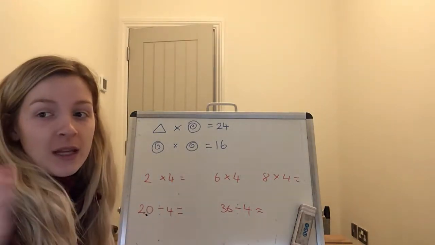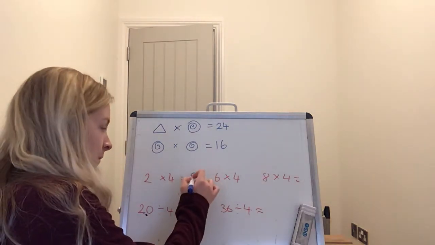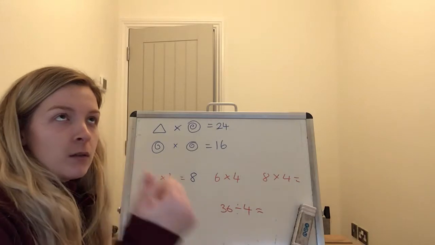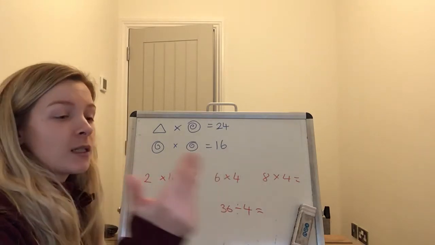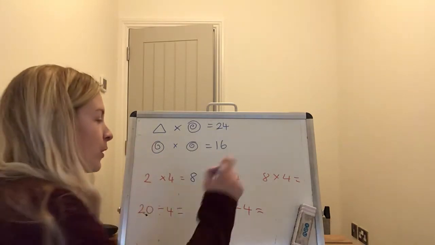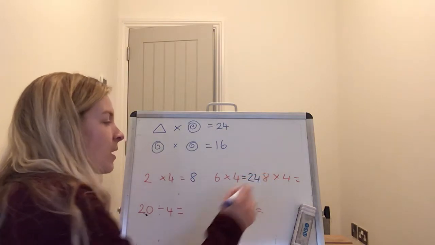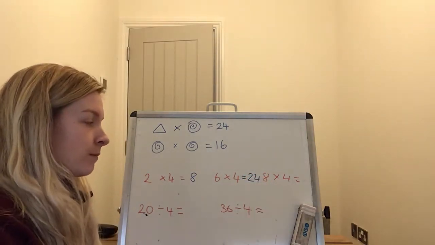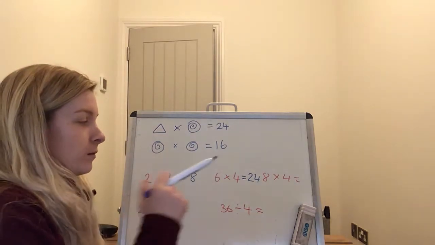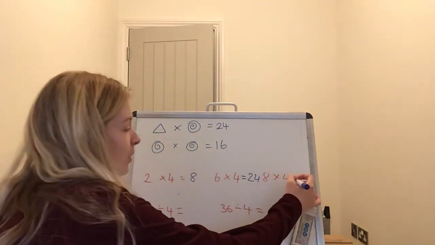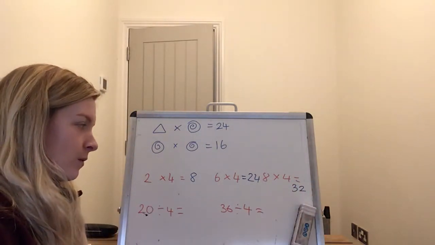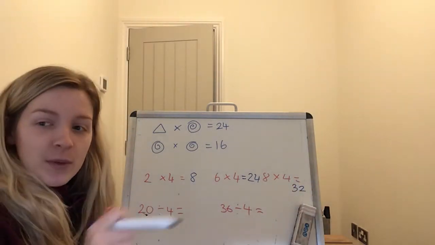2 times 4 is 8, well done. 6 times 4 is 8, 12, 16, 20, 24. Good, well done if you beat me there. 8 times 4 or 4 times 8, 4 lots of 8, is 32, well done.